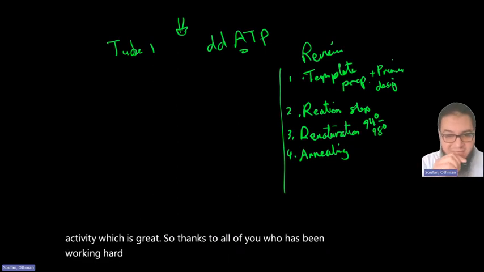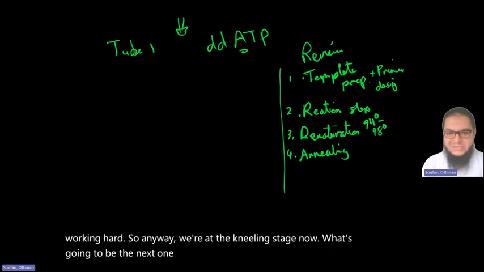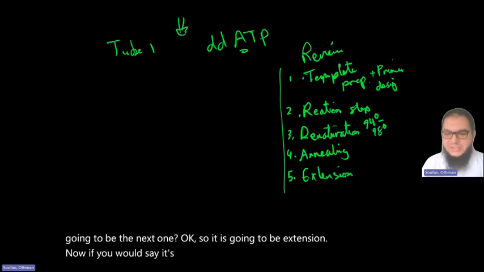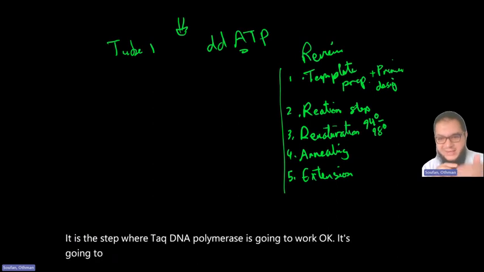Anyway, we are at the annealing stage now. What's going to be the next one? It is going to be extension. If you would say it's replication, whatever is going to be fine. It is the step where Taq DNA polymerase is going to work. It's going to extend the primer by adding nucleotides.